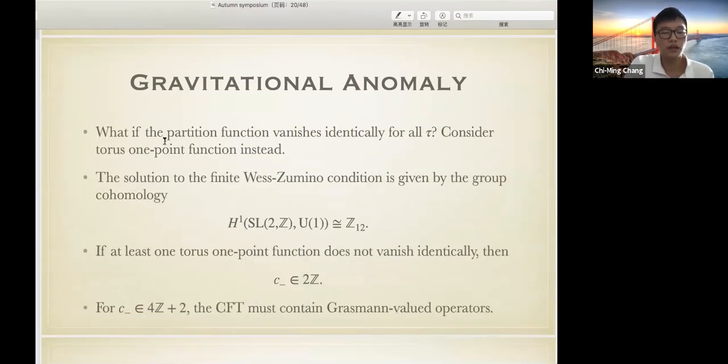Okay, so next let's consider a more general situation. What if the partition function vanishes identically for all tau? In this case, we can consider the torus one-point function instead. The solution to the finite Wess-Zumino condition is given by this group cohomology, H1(SL(2,Z), U(1)). We have SL(2,Z) because for the torus one-point function, the Z2 subgroup actually acts non-trivially. This group cohomology is isomorphic to Z12. We can also look at the generators, and the other elements will be generated by them. I will not bore you with the details, and I will just state what we will see.